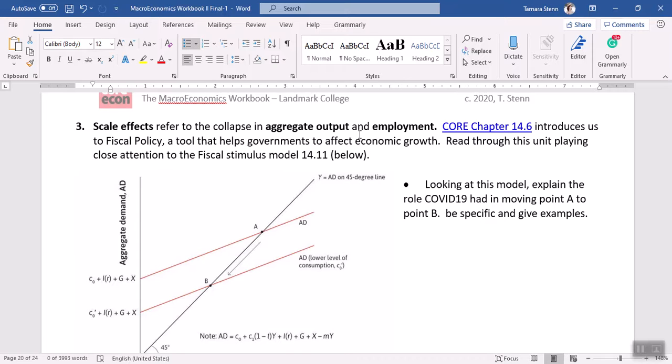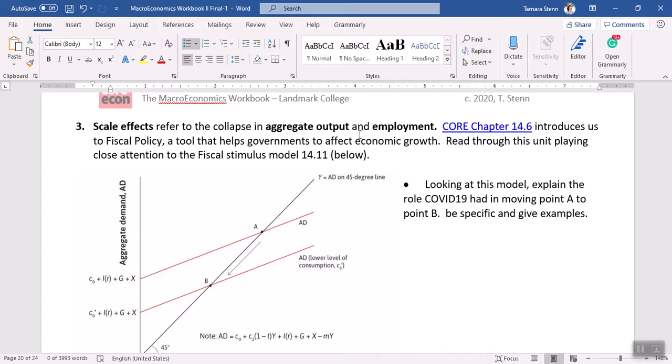And this is going to be really important for your final paper, your final project, because fiscal policy is going to play into some of the tools that you have to be able to deal with pandemics and planning. Okay, so pay attention to this unit. This one is really important.